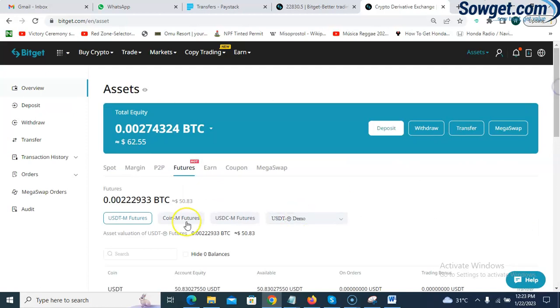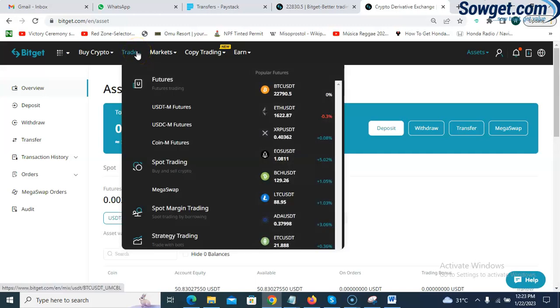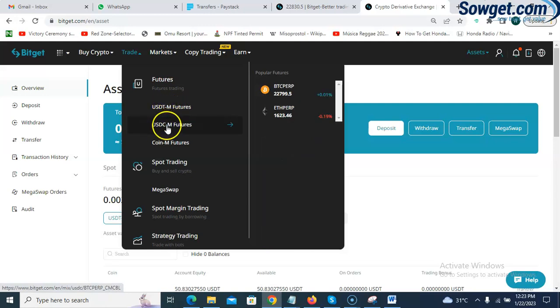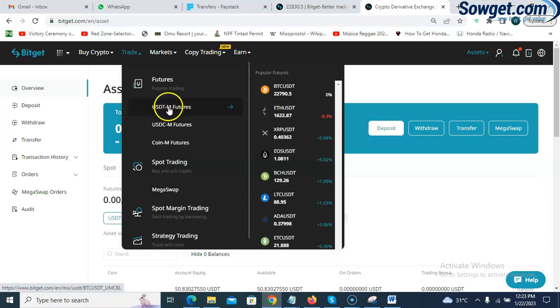Once you are done, you simply go to the futures trading platform on Bitget by coming to this trade section here. You can see this trade here, and you simply click on futures under it. Then you click on the futures you want to trade: USDT M futures, USDC M futures, or Coin M futures. So there are three kinds of futures that you can trade on the Bitget platform.